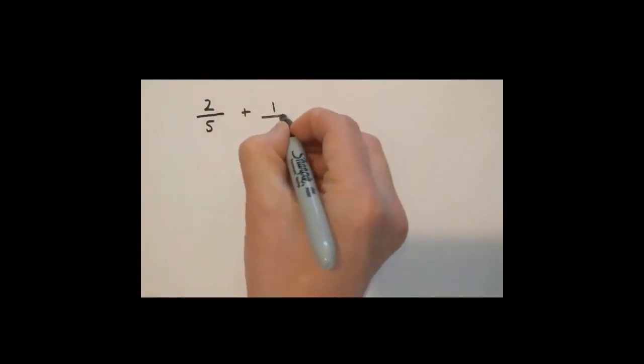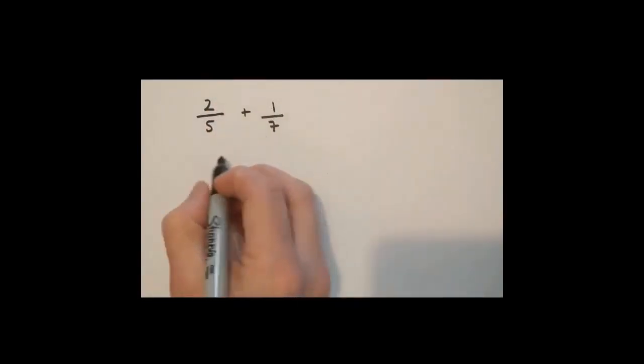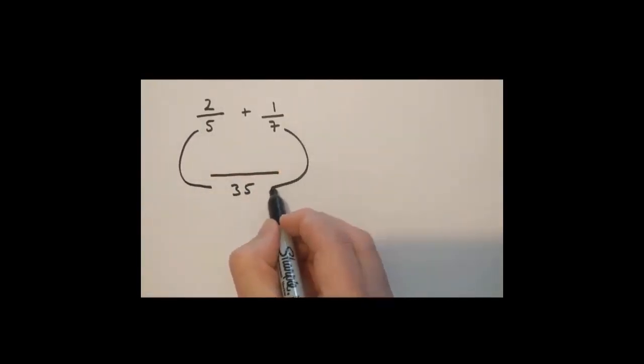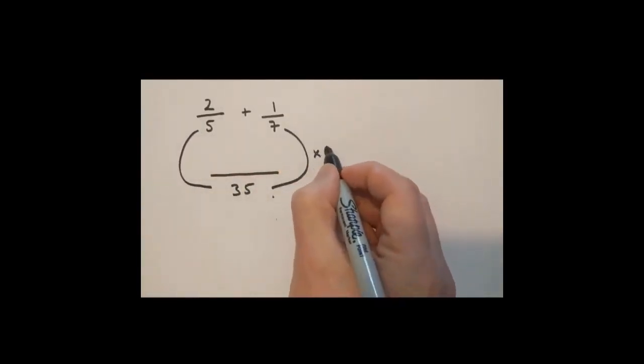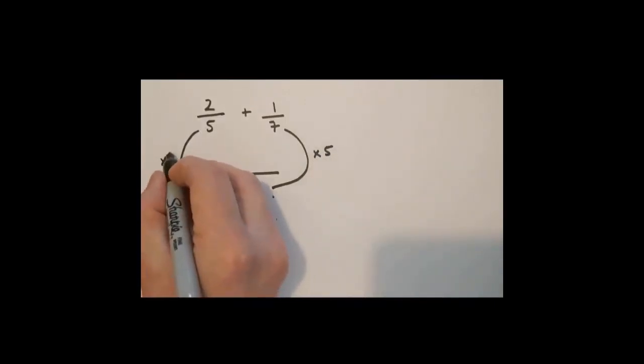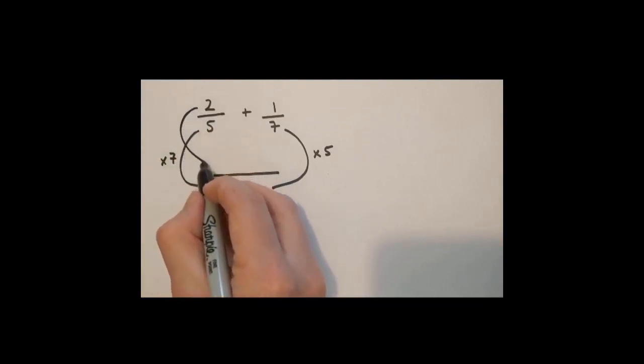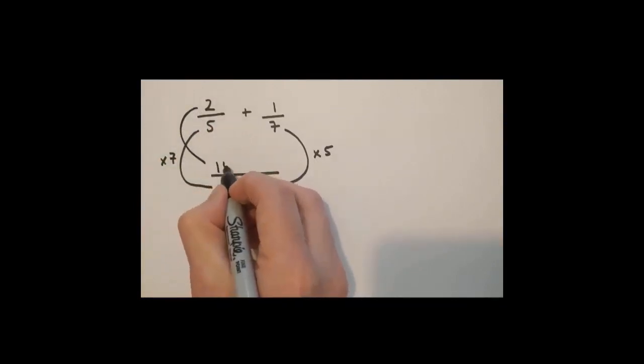In this case, the denominator, the bottom number, becomes 35. 35 is the lowest number that appears in the 5 and 7 times tables. From there, we look at how we get each denominator to 35. To get 5 to 35, we multiply by 7. To get 7 to 35, we multiply by 5.